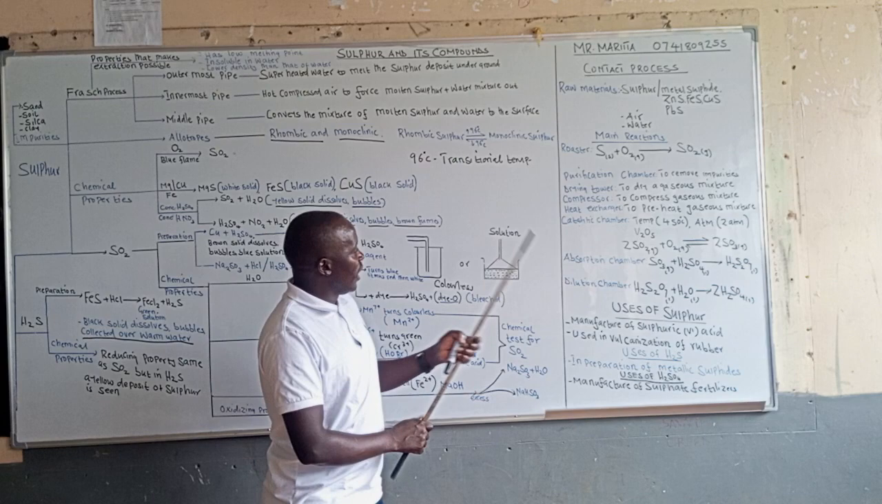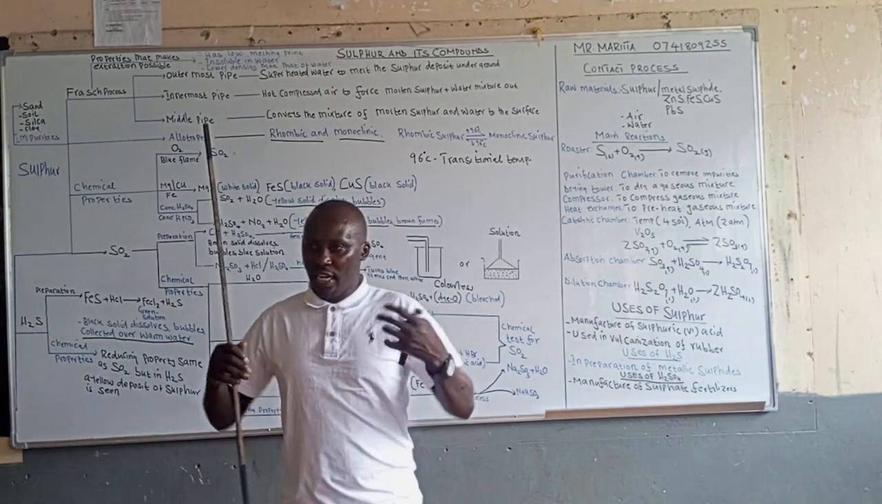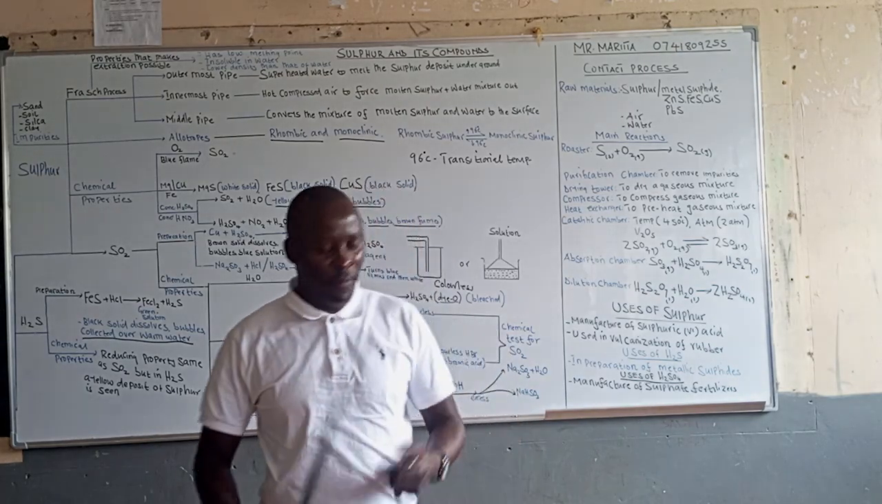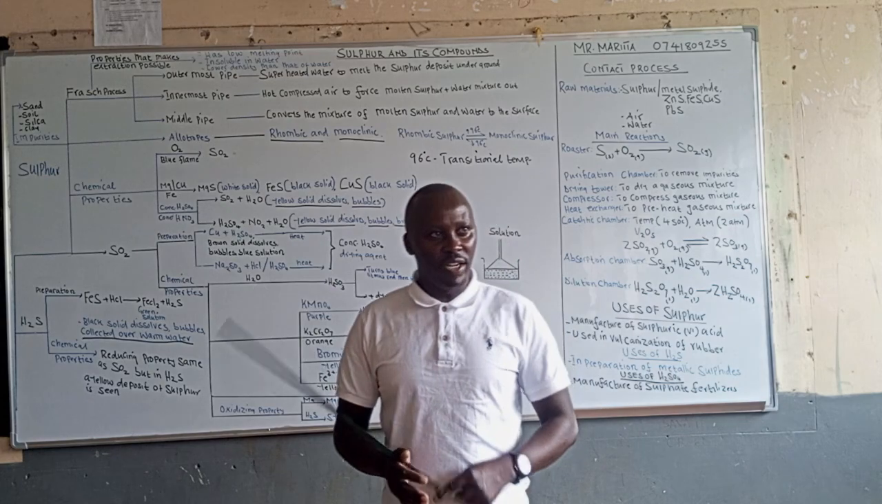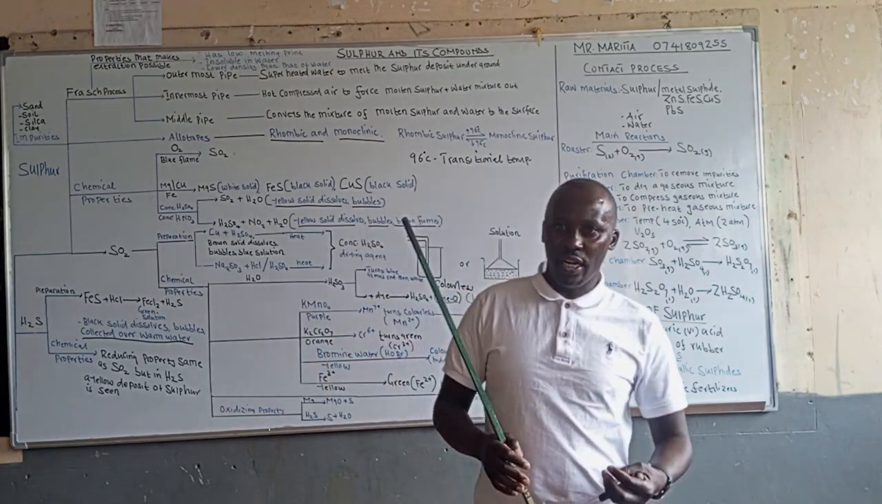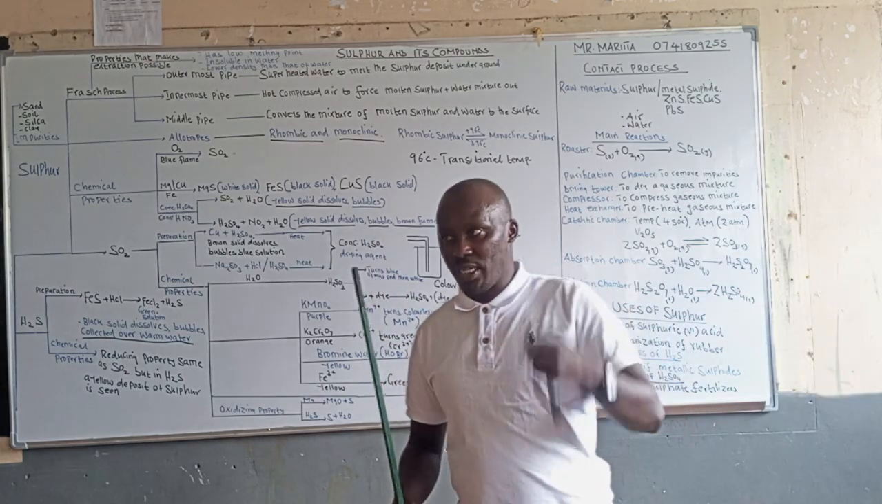Then we have another part, which is the catalytic chamber. In the catalytic chamber, there are three conditions which are required there. One, you should have a temperature of 450 to 500. You should have a catalyst. We have two catalysts which are used. We have vanadium 5 oxide, and then we have platinum asbestos.